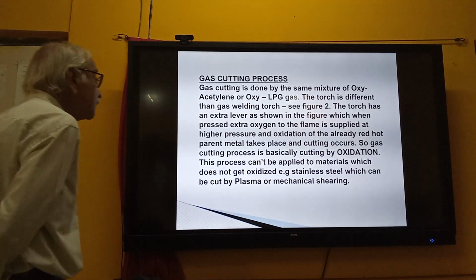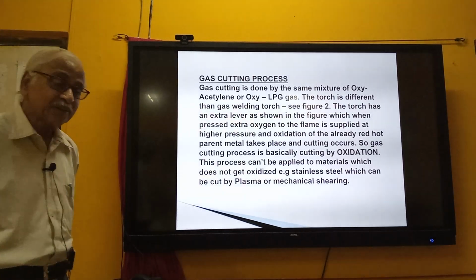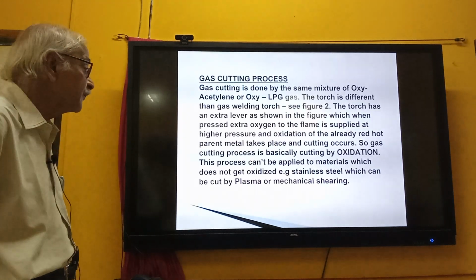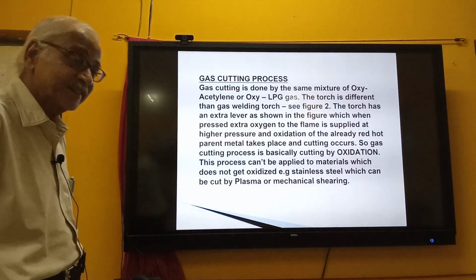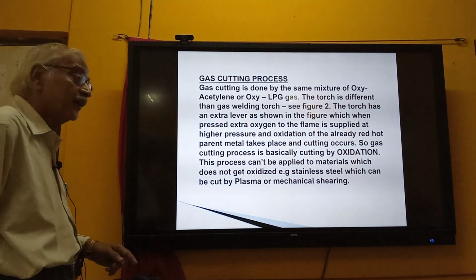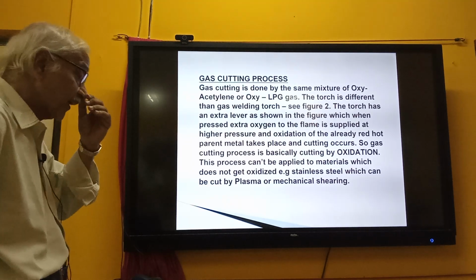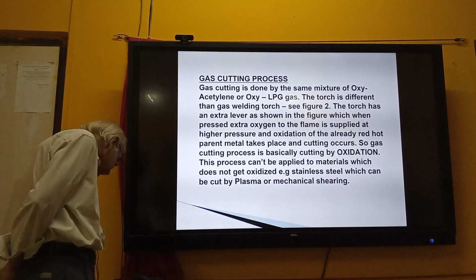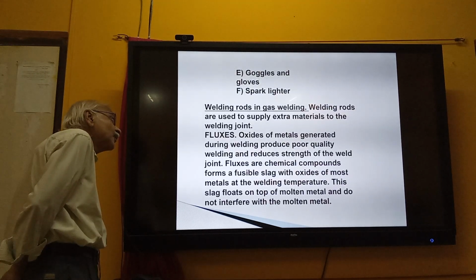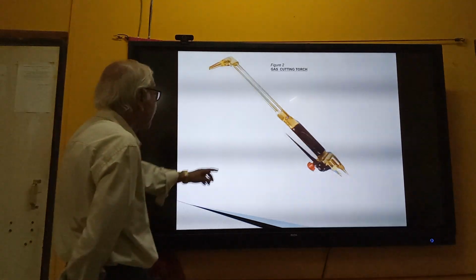Now we will just briefly go into the gas cutting process, because actually in industry gas welding use is much less now. Most of the welding is done by electric arc welding. Gas welding is used for gas cutting extensively, where the only difference is that in welding the amount of oxygen we use is much less than we require in gas cutting. That is why in gas cutting torch, I will go back to gas cutting torch now. This is the gas cutting torch. You see, the same thing is there.